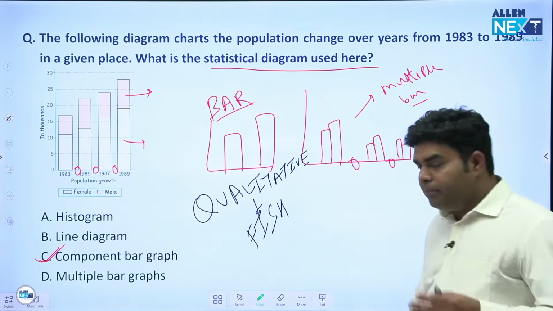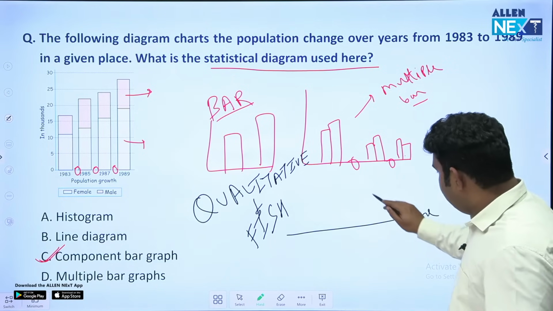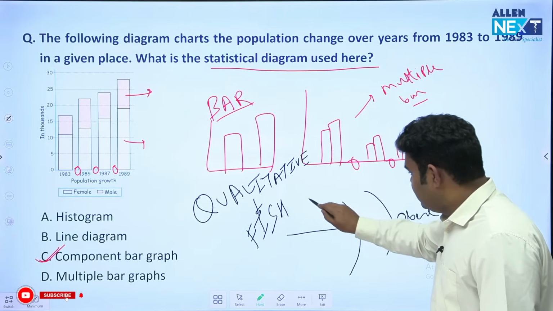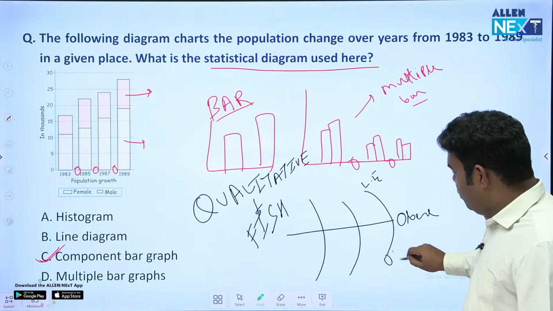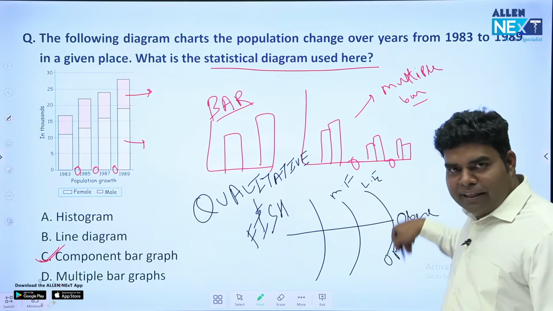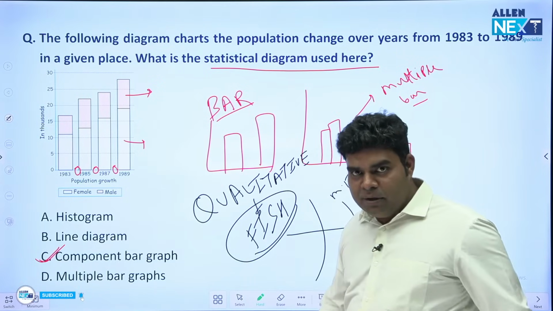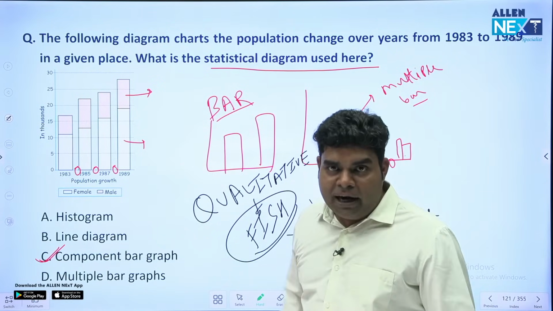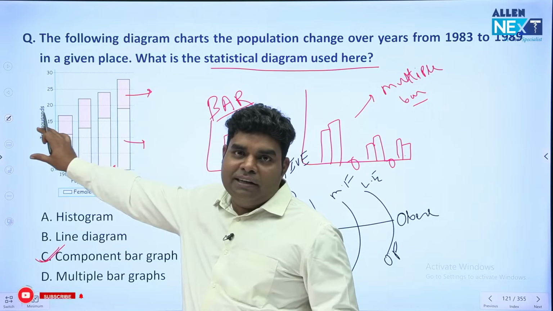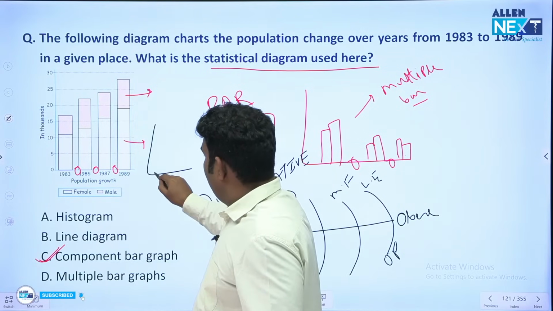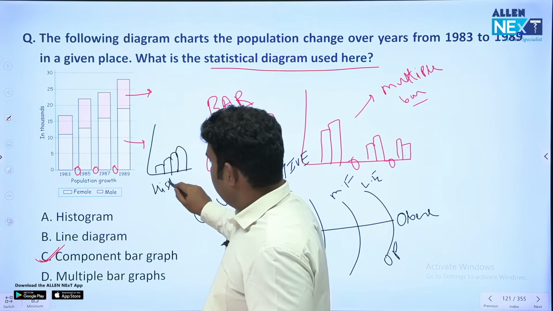How will you show a fish diagram? Suppose there is some reason, suppose I am obese. There are multiple factors which lead to obesity. Right? This can be explained like a fish: my lack of exercise, my online food ordering, my mother's food, other things. So this type of qualitative data representation is also a fish diagram. Okay, and this is a component bar diagram. If in this same diagram I removed all the gaps and joined everything, one after another, after another, then it would become a histogram.